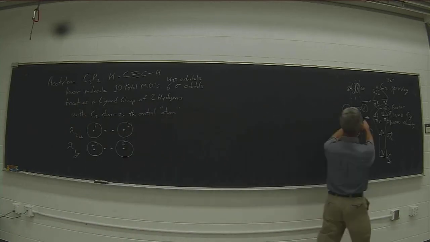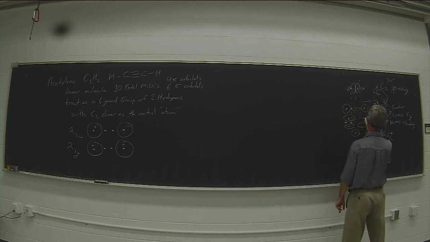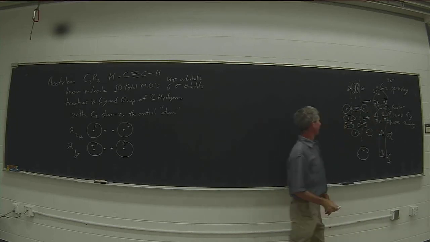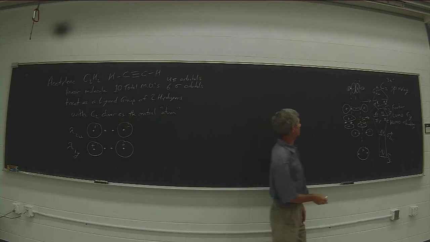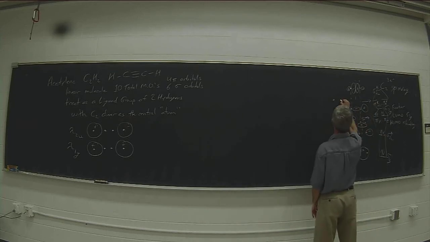Meanwhile, we will still have pi y and pi z, which will look identical except rotated 90 degrees. And we still have pi star y and pi star z, which are those kind of stretched cloverleaf.